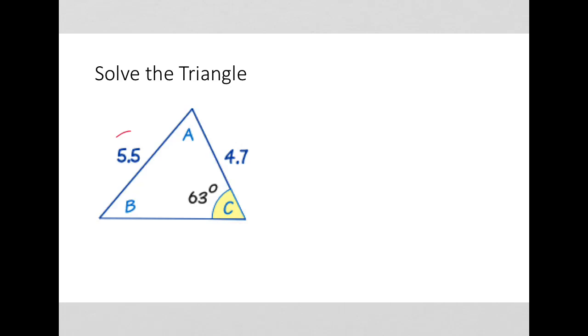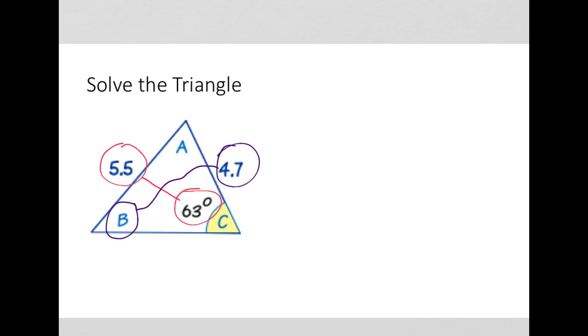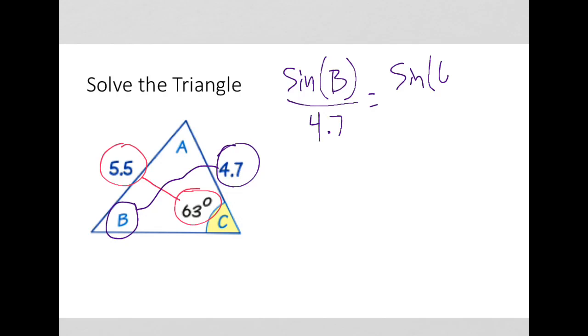if you look at the opposites we have 63 degrees opposite of that 5.5 side. And then the other piece of information we have is this 4.7 side, which will tell us what angle B is. So, what are we trying to find? This time we're trying to find an angle. So I'm going to set my proportion up as the sine of angle B divided by its opposite side, 4.7, equals the sine of the angle I know, 63 degrees, divided by its opposite side, 5.5.